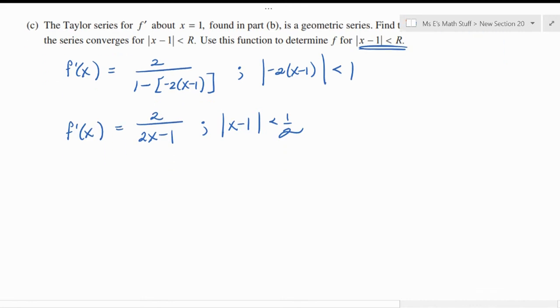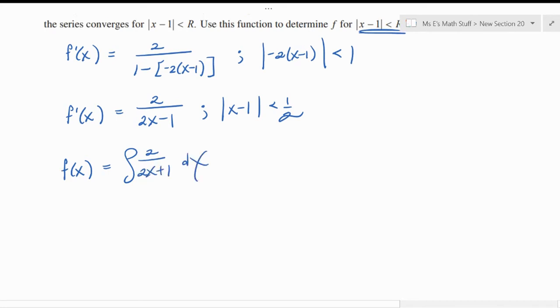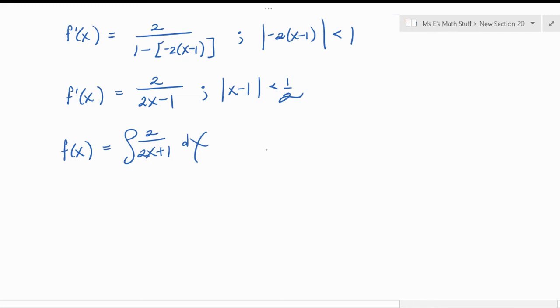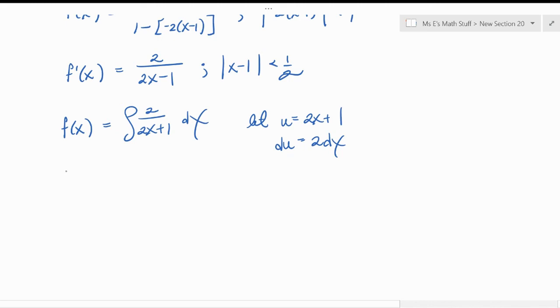Well, what do you do to f prime to get f? Yeah, you take its antiderivative. So f of x would simply be the antiderivative. Like so. So you could let u equal 2x minus 1. What would du be? It would be 2 dx's, which is great because I've got 2 dx's. So f of x this time looks like it would be the natural log of the absolute value of 2x minus 1 plus c.